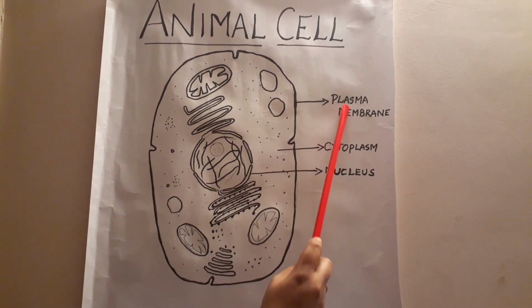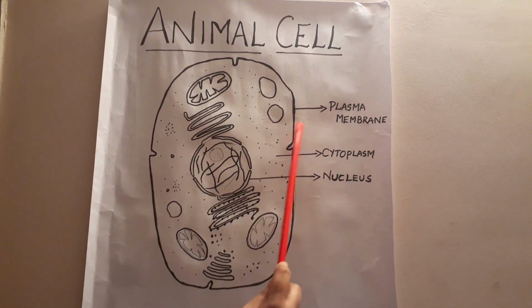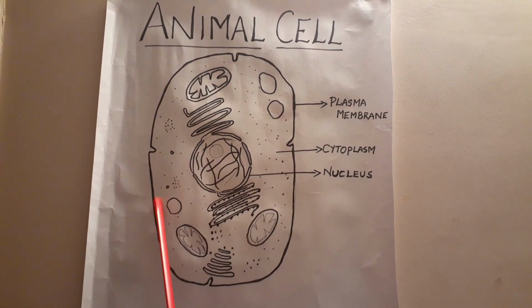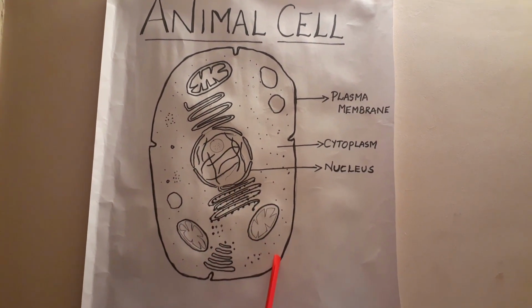Okay, so the first is the plasma membrane. This is the outermost covering of a cell. Is it clear?